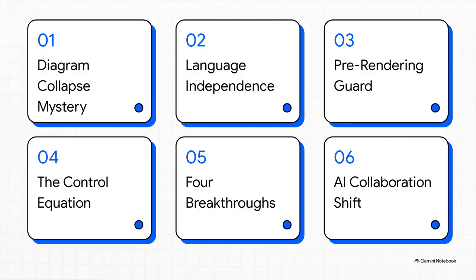Here is our map for today. We'll start with the diagram collapse mystery, look at a language-independent pathology, introduce the pre-rendering layout guard, break down the control equation, explore 4 major breakthroughs, and wrap up with the AI collaboration shift.